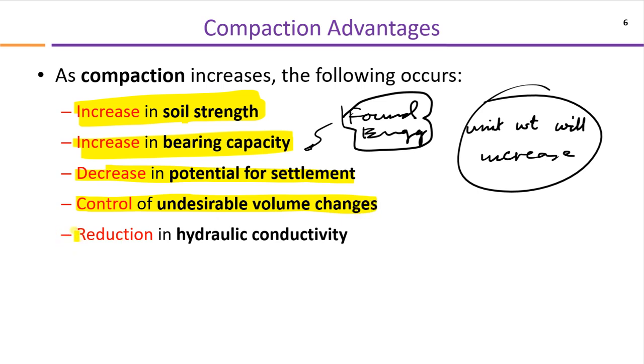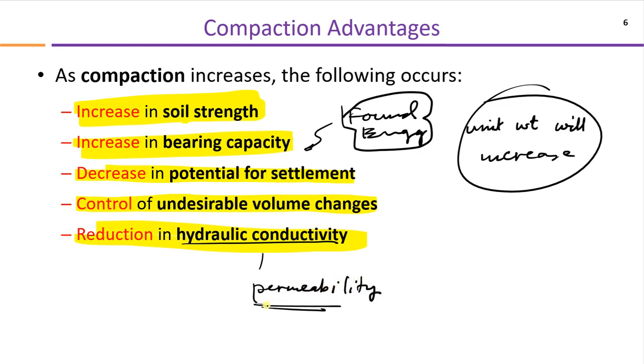And also there is a reduction in hydraulic conductivity. This conductivity is also called permeability. We are going to study this permeability; this is our next chapter, permeability of the soil. So permeability is going to reduce. When the soil is dense, water cannot pass easily through the soil. So these are some of the properties that get improved when a soil is compacted.